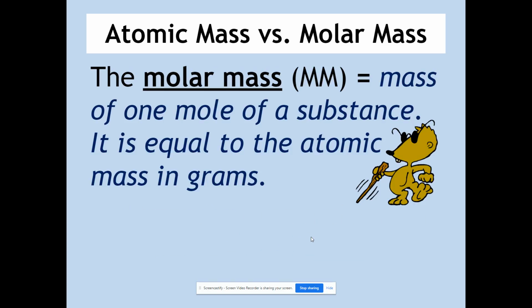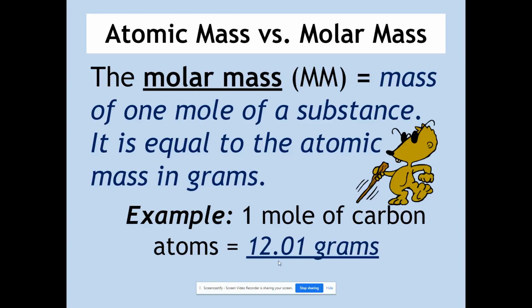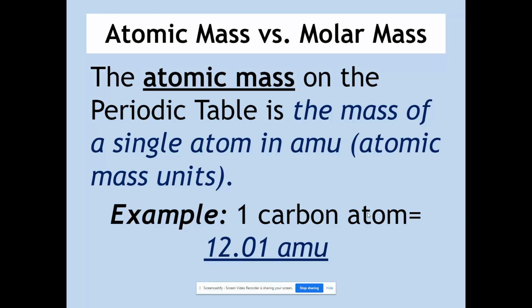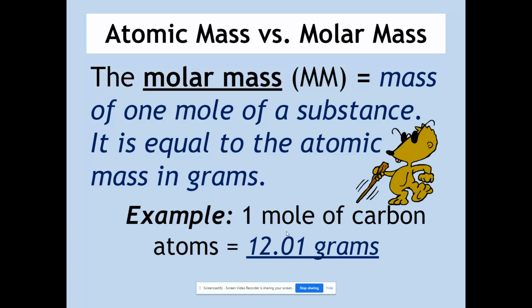So 1 mole of carbon atoms is equal to 12.01 grams. 1 mole is in grams, right? 1 atom is in AMUs. So if we take all of the atoms and add them together for elemental carbon in order to get 1 mole, it's going to be the same number as the atomic mass units, just in our scale of grams. Meaning grams is about 23 powers greater than AMUs, right? Raised to the power of 23.